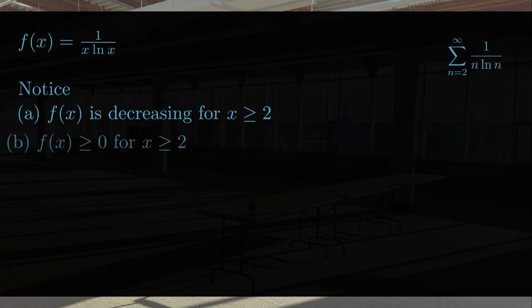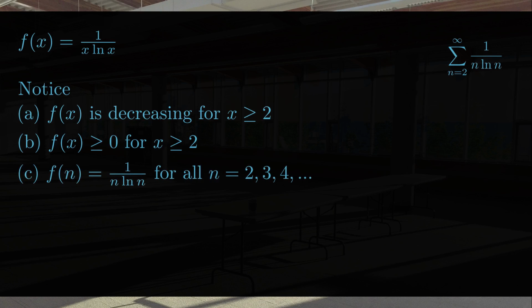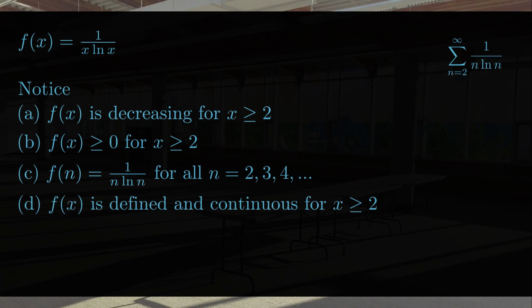Next, f of x is non-negative for x bigger than or equal to 2. That's because x log x is positive for x bigger than or equal to 2. Also, f of n matches the terms of the series for all integers n bigger than or equal to 2. Finally, f of x is defined and continuous for x bigger than or equal to 2.